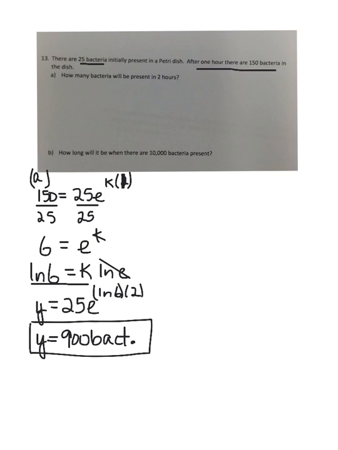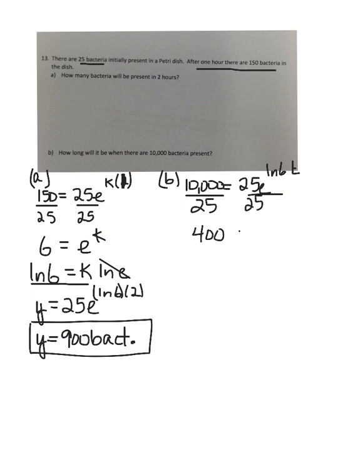It says, how long will it be when there are 10,000 bacteria? So they gave you an amount, and that amount is 10,000. So we're going to do 10,000 equals 25 e to the, and we know that k is the ln of 6, and we want to know what the time is, so that we don't know. Okay, so we're going to divide that 25 out, just like we did in part A. And that's going to give us 400 equals e to the ln of 6, that value, times t.